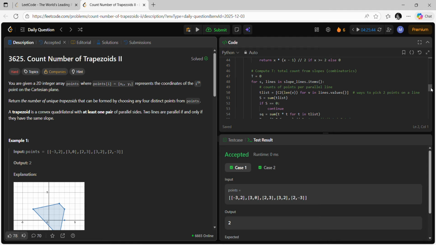So the number of such quadrilaterals for that slope is the sum over i less than j of Ti times Tj. Okay, so, line number... how do we compute the sum over i less than j of Ti into Tj efficiently? Using S squared minus the sum of Ti squared, divided by 2, where S is equal to the sum of Ti.